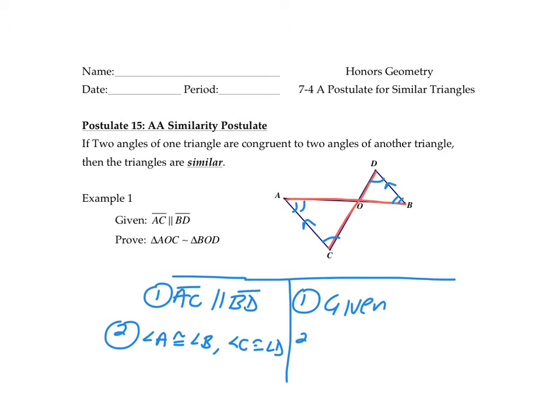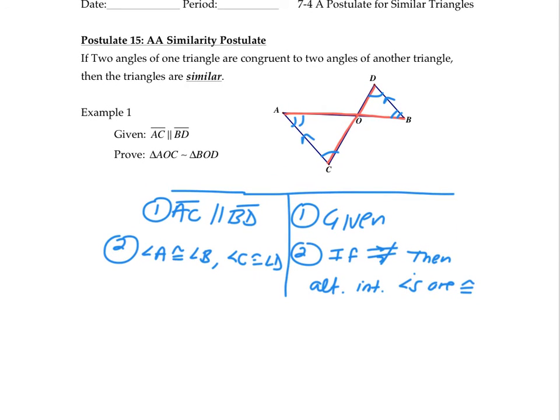And again, we can write this in shorthand notation, the reason would be if two parallel lines are cut by a transversal, then alternate interior angles are congruent. Okay, I need to move this up just slightly to finish off our proof. And according to the angle-angle similarity postulate, we have enough information to conclude that our triangles are indeed similar.